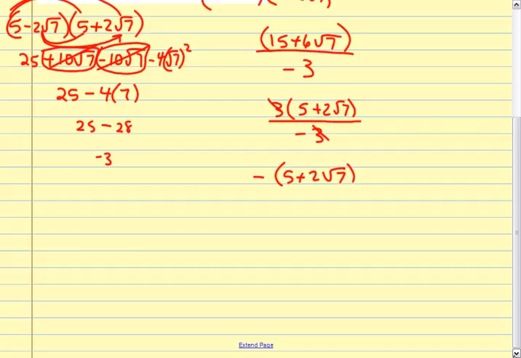I can leave it as negative 5 plus 2 root 7. Nice job. Or I can make it negative 5 minus 2 root 7. Either of those I'll accept. That's fine. Great job.